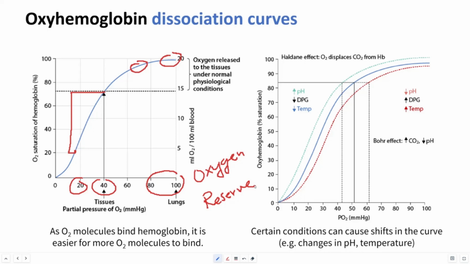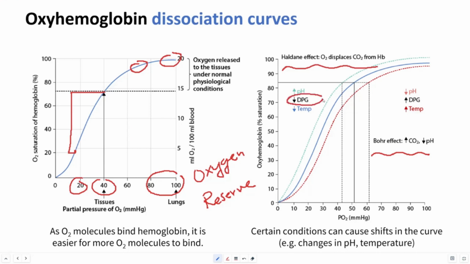Let's talk about some of these factors. The release of CO2 and protons from the globin causes a conformational change in the hemoglobin, which facilitates the binding of oxygen to heme. The interaction between CO2 and protons is called the Bohr effect. An increase in body temperature will affect the hemoglobin, making it more flexible and making more oxygen able to be released at tissues. And this is referred to as the Haldane effect, when oxygen displaces CO2 from hemoglobin. And the last one is DPG.